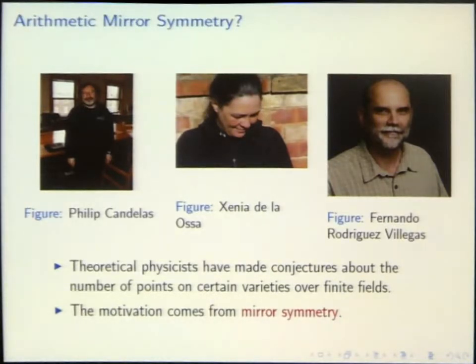Mirror symmetry is this prediction that there should be pairs of varieties that have certain linked properties despite being not at all isomorphic. And one of the things that you can do with this pairing is you can actually make some conjectures about the number of points on each variety, or some arithmetic properties on each variety that should somehow be related.